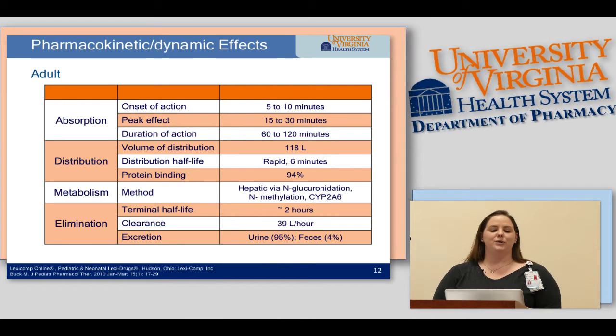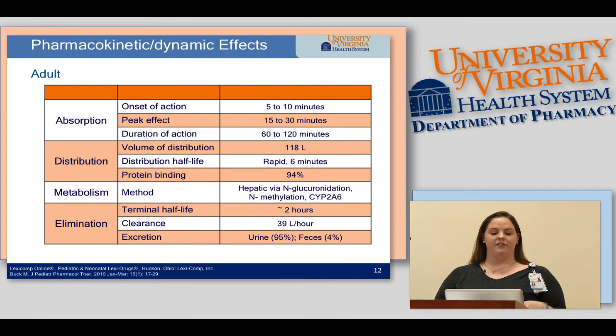Going into the adult population and the pharmacokinetic and dynamic effects, I have absorption. As you can see, the onset of action for dexmedetomidine is 5 to 10 minutes, with a peak effect occurring between 15 and 30 minutes.